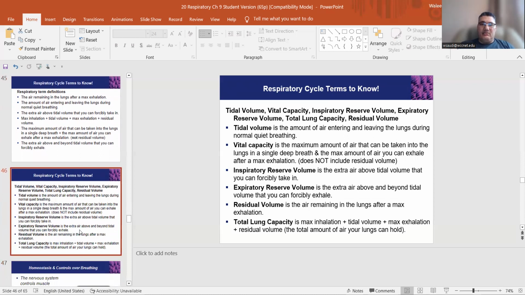So again, this is the same thing that we just talked about. And you need to know all these four volumes and the two capacities.